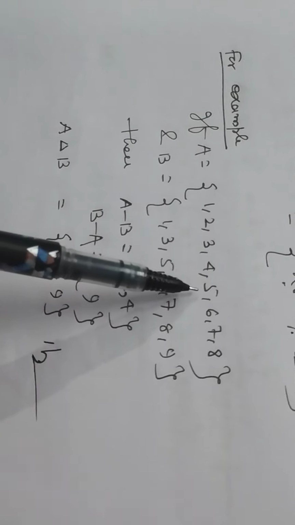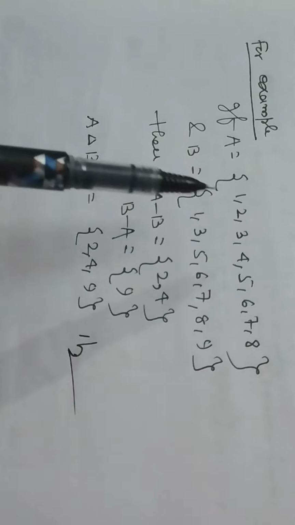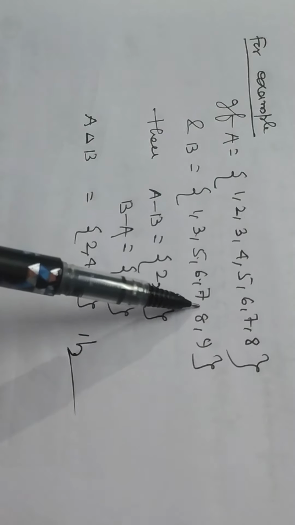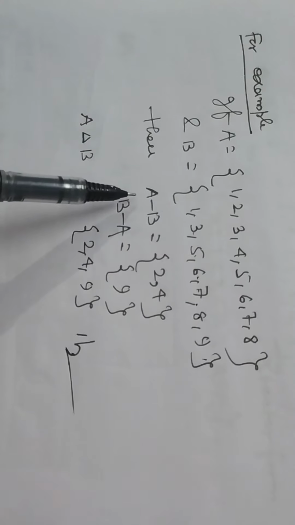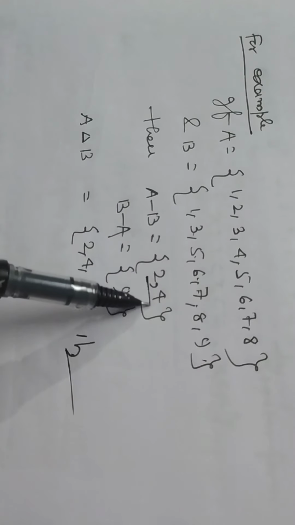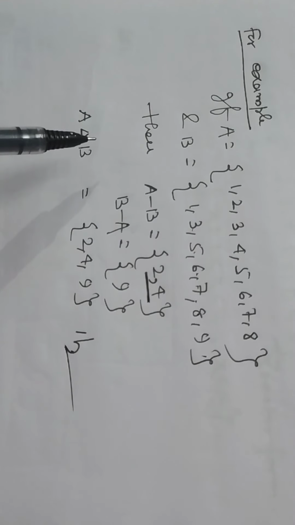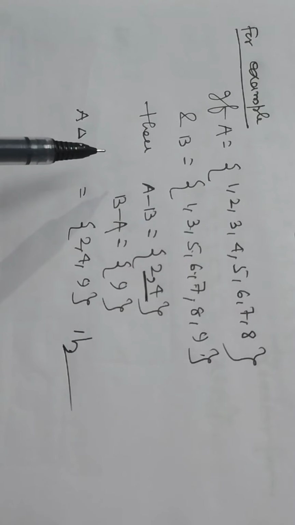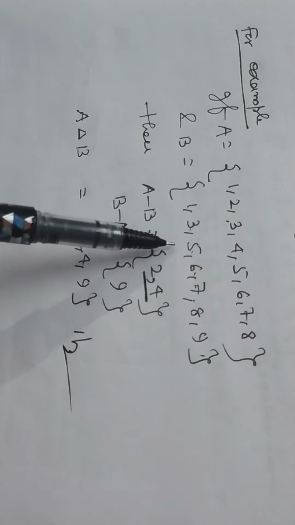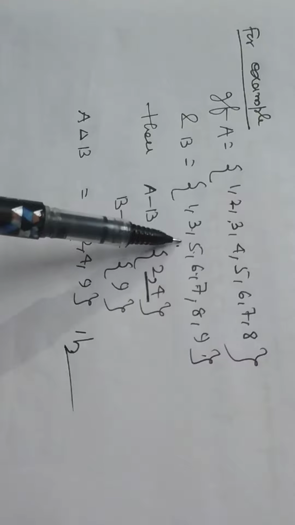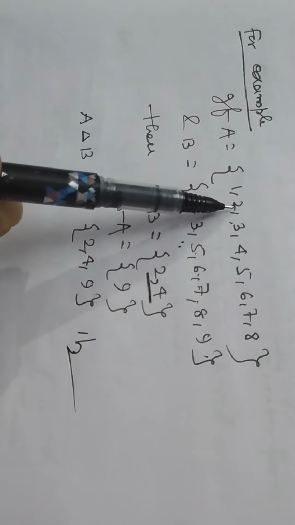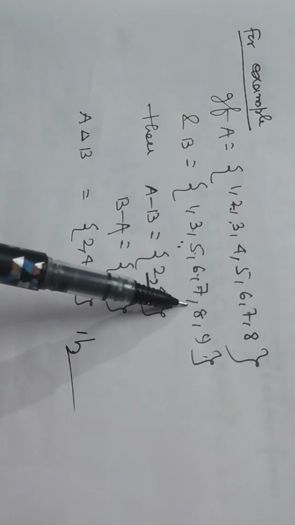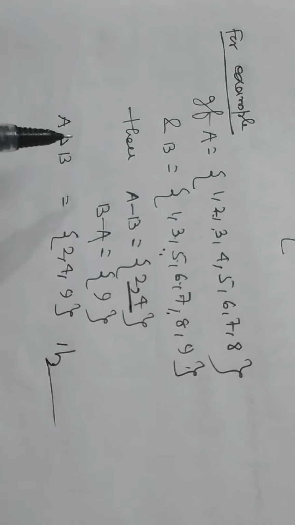A is equal to 1, 2, 3, 4, 5, 6, 7, 8. B is equal to 1, 3, 5, 6, 7, 8, 9. So A minus B is 2, 4. The elements of A which are not in B. The 2, 4 are not in B. So A minus B is equal to 2, 4.